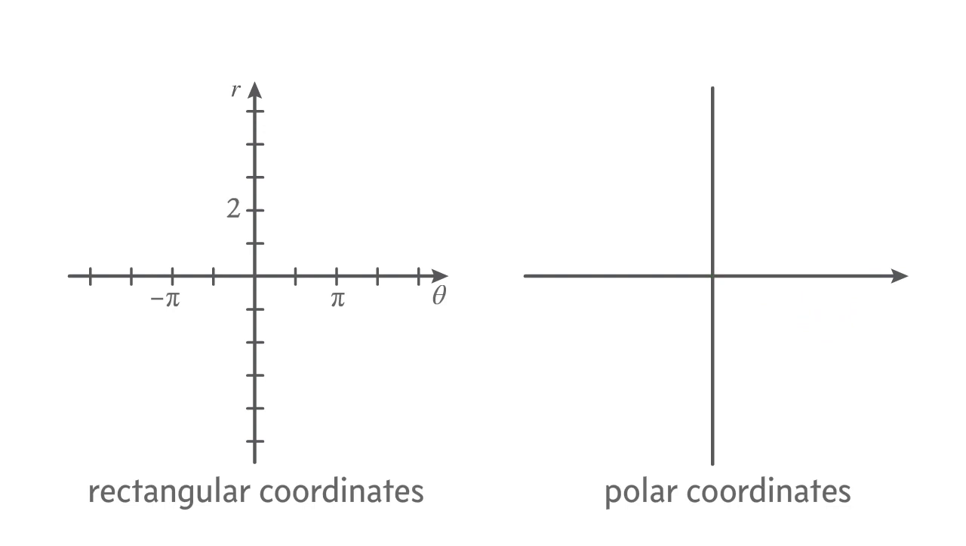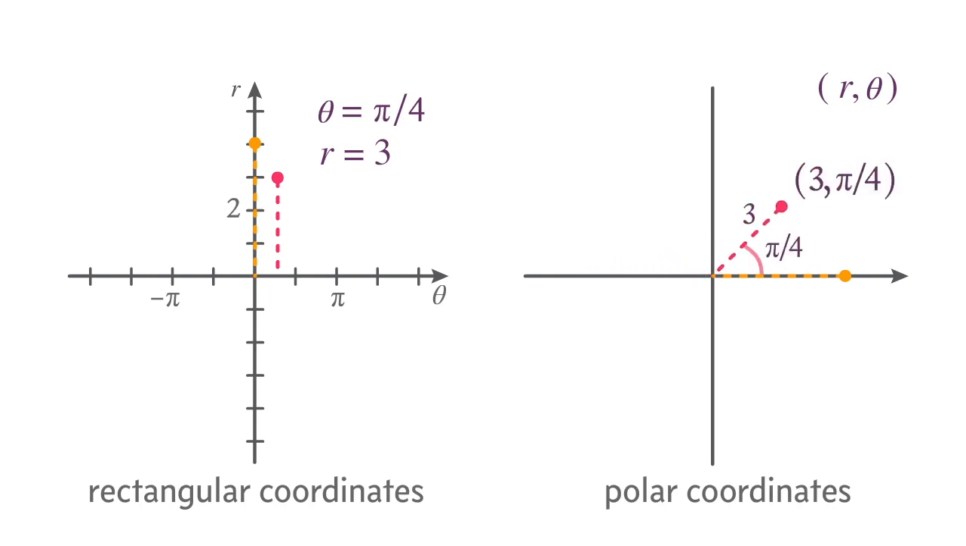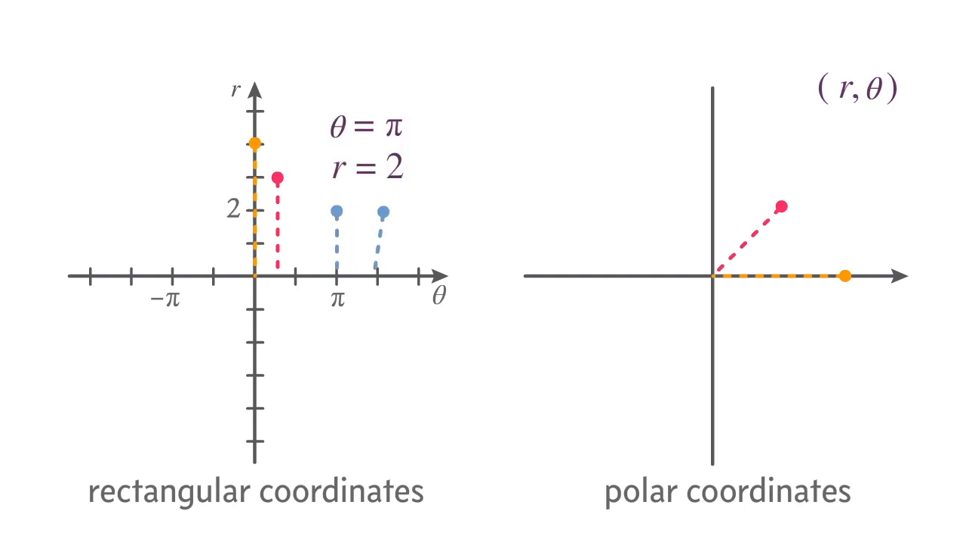To illustrate the idea, here are some sample input and output pairs, r and theta, plotted in both coordinate systems. You have to kind of adjust your thinking. Instead of points rising higher when output values increase, they get farther away from the origin, in whatever direction that might be.